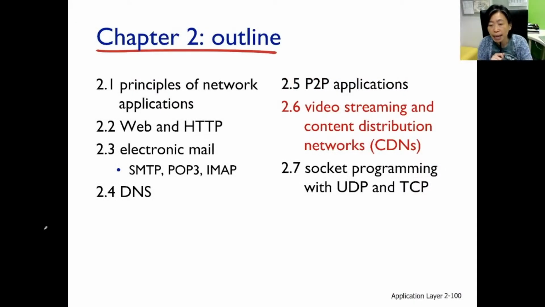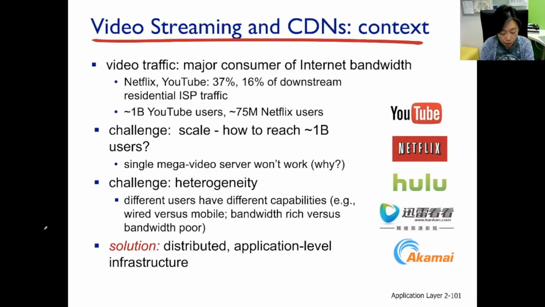2.6, video streaming and CDNs. Video streaming, the term is very simple. YouTube, Netflix, Hulu, and Kankan, they're all video streaming services. So what they do is essentially stream videos to you. Now, what is less heard of is this term, CDNs, Content Distribution Networks.